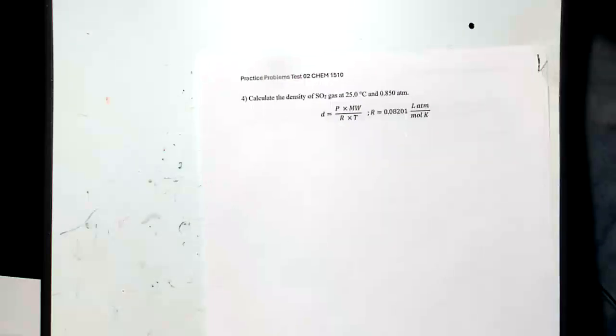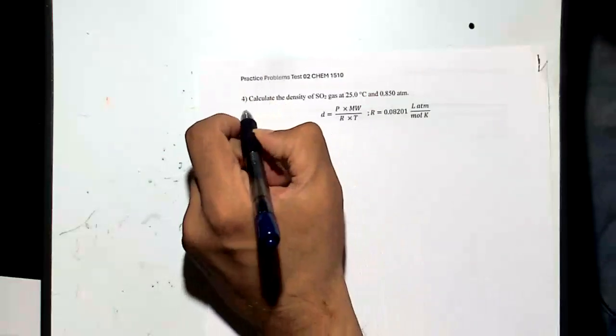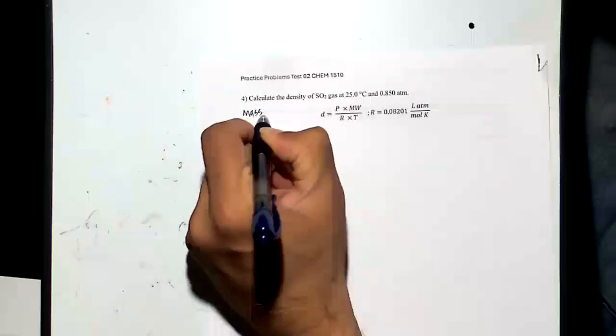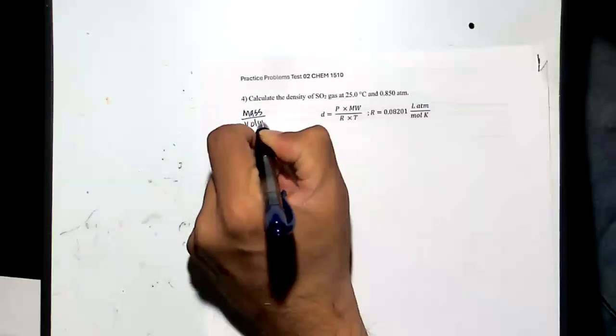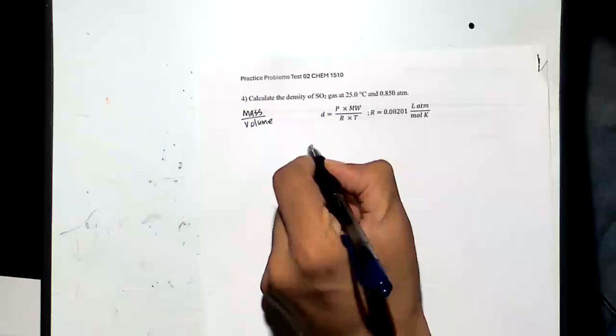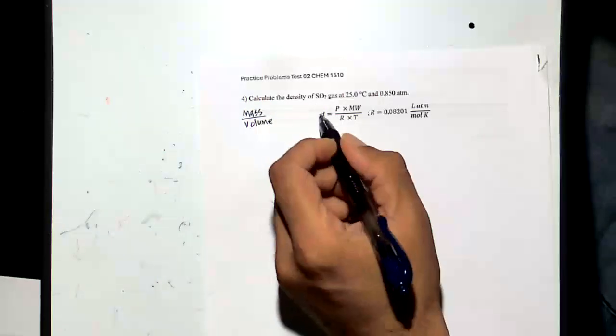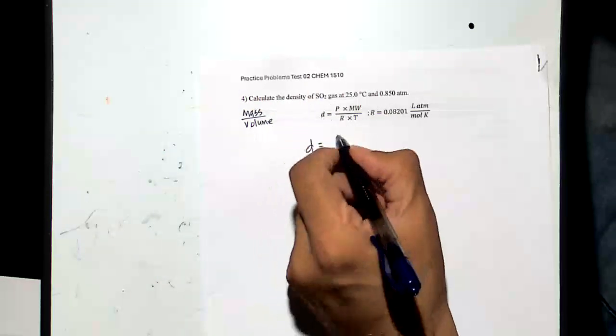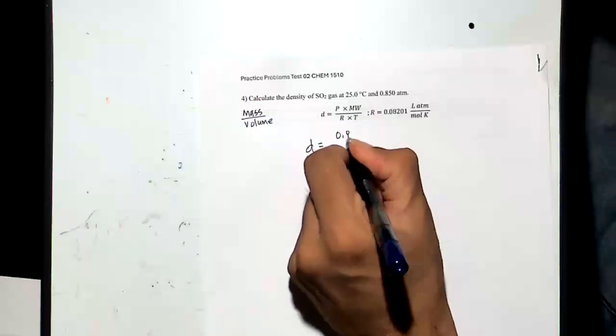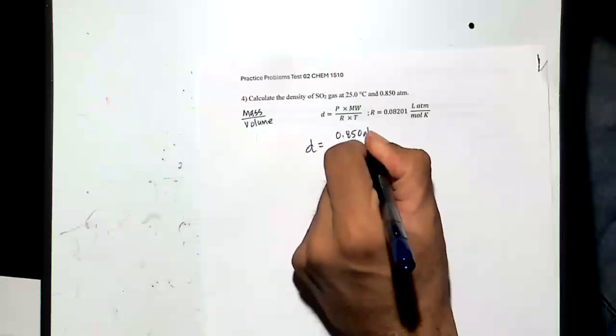All right, let's quickly take this problem here. This is plug and play. Calculate the density of SO2 gas at 25 degrees C and 0.850 atmospheres. So remember what density is? Mass over volume. So all we have to do here is take our pressure, which is 0.850 atmospheres.